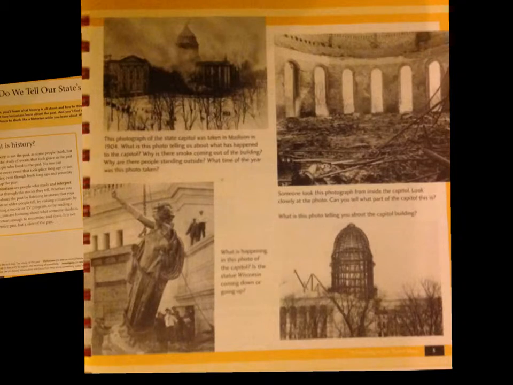The photo on the bottom left side says, what is happening in this photo in the Capitol? Is the statue of Wisconsin coming down or going up? Turn and talk to your partner now about what you think. Now take a look at the photo on the right. Someone took this photo from inside the Capitol. Look closely at the photo. Can you tell what part of the Capitol this photo is? What is this photo telling you about the Capitol building? Turn and talk to your partner now.